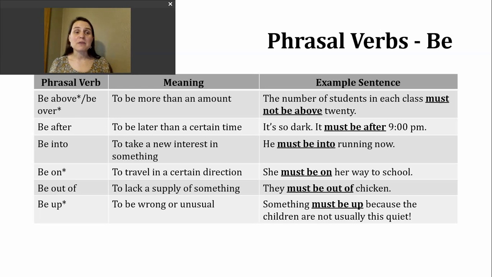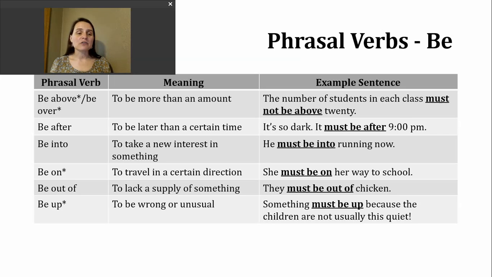Another phrasal verb that we've talked about earlier this week is be on. And the meaning we're going to look at today is to travel in a certain direction. Here's an example of that. She must be on her way to school. Another phrasal verb you might hear is be out of, and it means to lack a supply of something. Here it is in a sentence. They must be out of chicken.